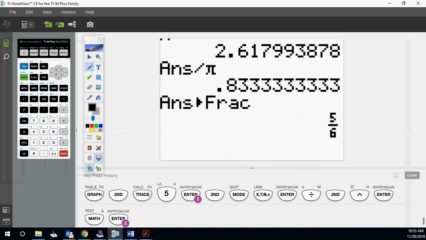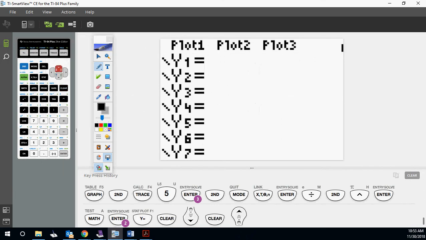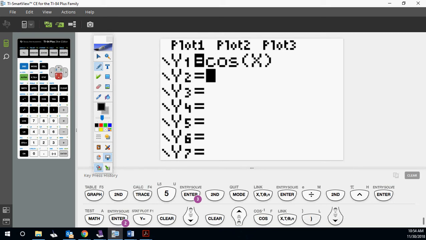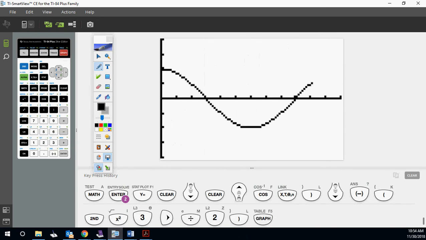Okay, let's put these in here. Clear that, clear that. We're going to look at cos x, and I'm going to do the intersect method. I'm going to put cos x in y1 and the other side in y2, so negative root 3 divided by 2. Hit graph. We see that we have two solutions.